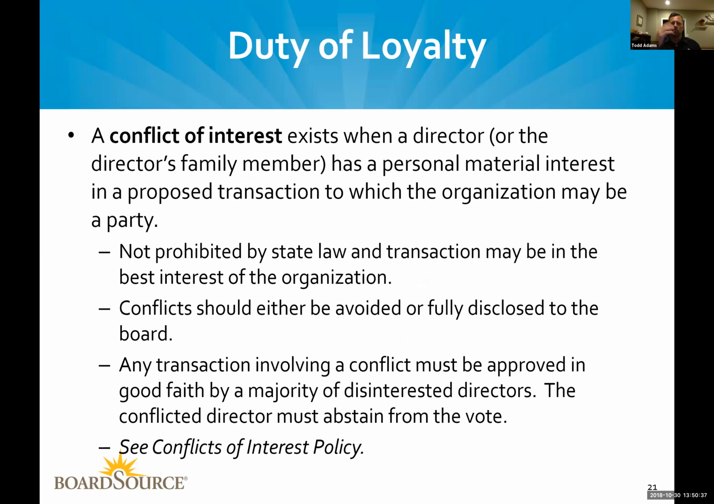And so here's some basic things around when those conflicts exist. And again, another example of a transaction here, and a transaction must be approved by the majority of the disinterested directors, meaning the directors who have no potential for financial gain as a result of the transaction need to vote in favor, and I should be out of the room.